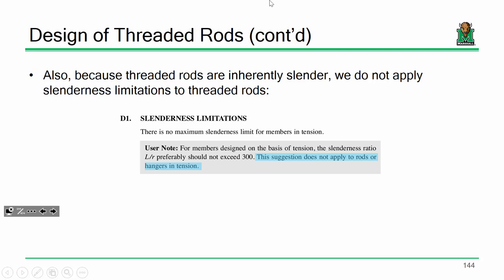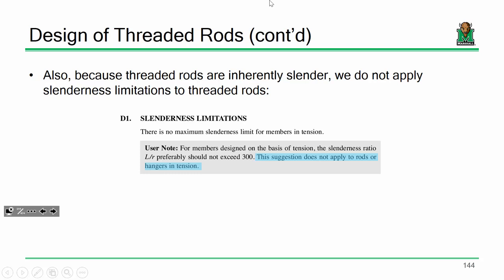One of the other things that makes threaded rod design easier is we don't have to check slenderness. If you go back to slenderness in section D1, here's the section out of the code. Let's just read this out. There is no maximum slenderness limit for members in tension, and we've already discussed that. Technically, the code does not have a slenderness limit. It does say for members designed on the basis of tension, the slenderness ratio L over r preferably should not exceed 300. However, this suggestion does not apply to rods. Threaded rods are inherently slender. They're meant to be slender. You don't need to worry about applying a slenderness limit to a member that is specifically selected to be slender. So no issue on threaded rod slenderness limits.